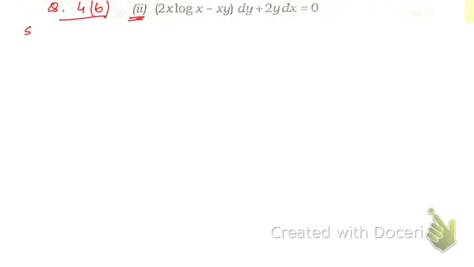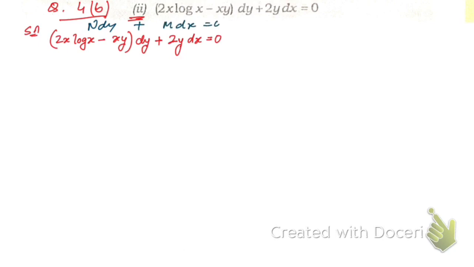Now if you see this question, let me write the given equation first. This is the given differential equation, and we need to solve this. You can compare with N dy plus M dx is equal to 0. If you compare with that, you will get N equal to this, and del N by del x, if you differentiate partially with respect to x, then you will get, by applying the product rule, 2x times 1 by x plus log of x, and if you differentiate 2x, you will get 2 here. So that is what you will get.